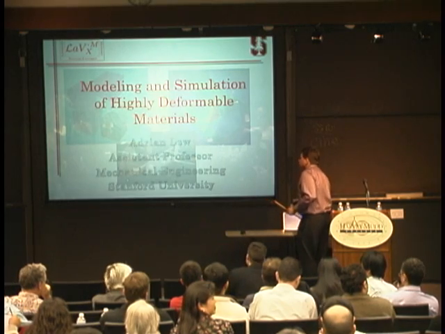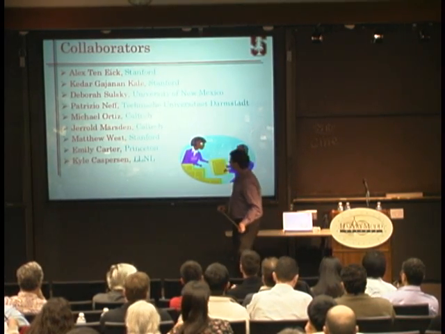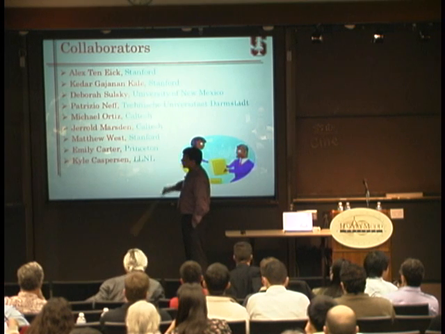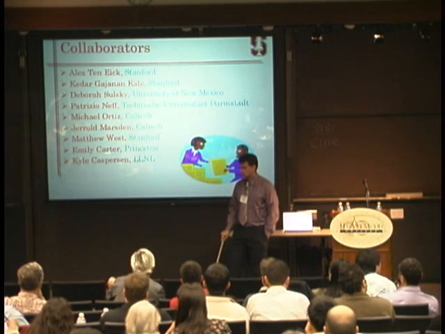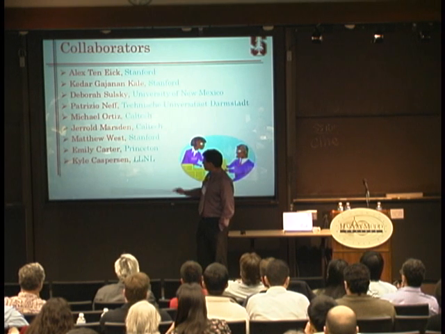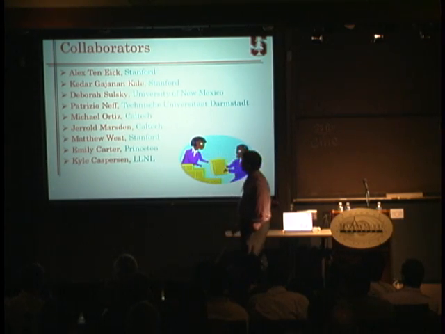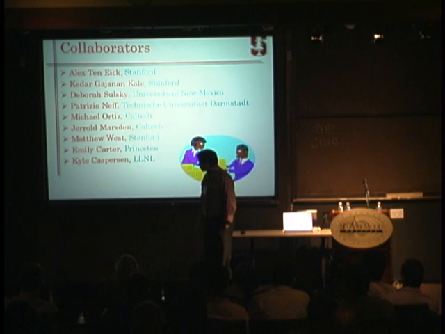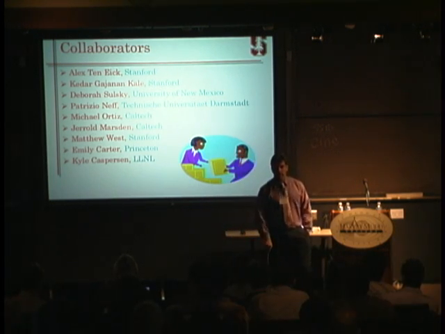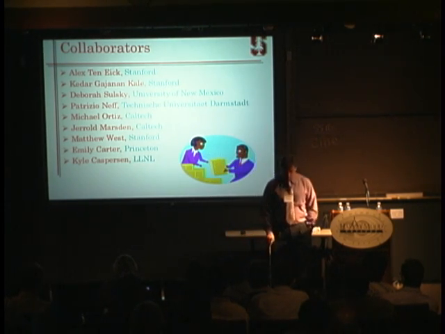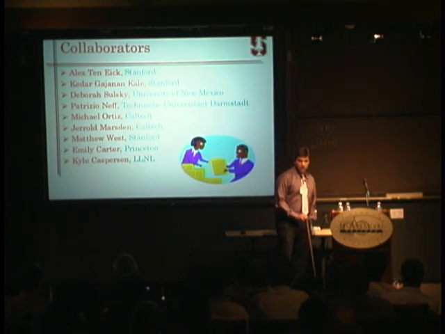So let me start by acknowledging my collaborators here. First of all, I have Alex Tenaik, who is a student at Stanford with me, and Kedar Gadjanankel, another student who did the work on parallel asynchronous variational integrators I'm going to show. Deborah Sulski from University of New Mexico, and Patricio Neff from Germany, whom I worked with on discontinuous Galerkin methods for linear elasticity. Michael Ortiz and Jerry Marsden from Caltech, together with Matthew West, now an assistant professor at Stanford. We work together on variational integration. And finally, Emily Carter from Princeton and Kai Kaspersen at Lawrence Livermore National Labs, whom I work with on phase transition in irons, which I'm going to show.